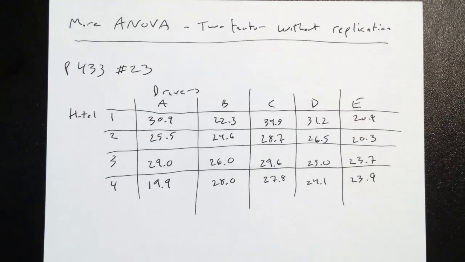Okay. Analysis of variation. I want to do another two-factor problem without replication. So here, problem number 23 on page 433. Driving times, minutes, from the airport to each of 4 downtown hotels is recorded live for 5 Uber drivers. Does the sample provide sufficient evidence to conclude there is a significant difference in treatment means?